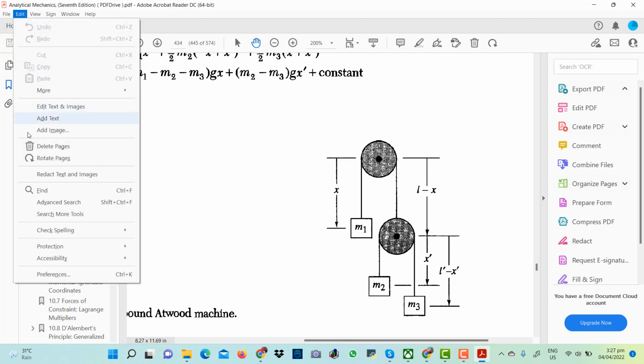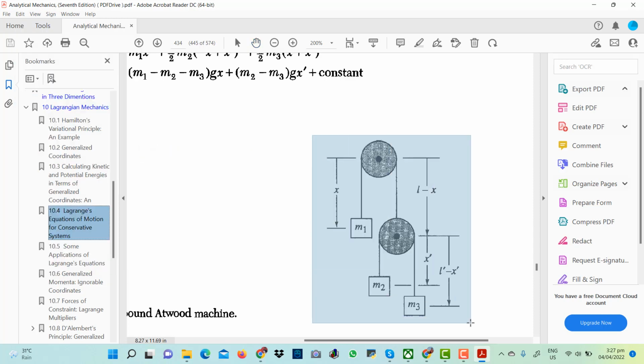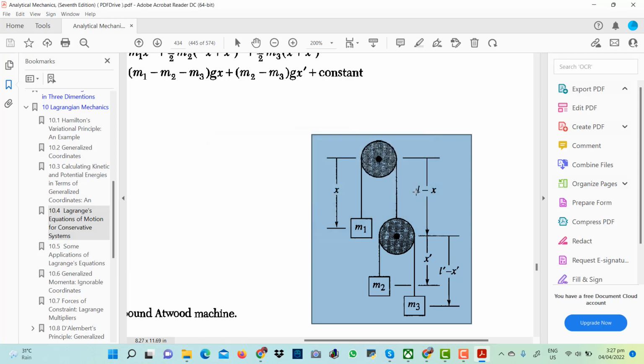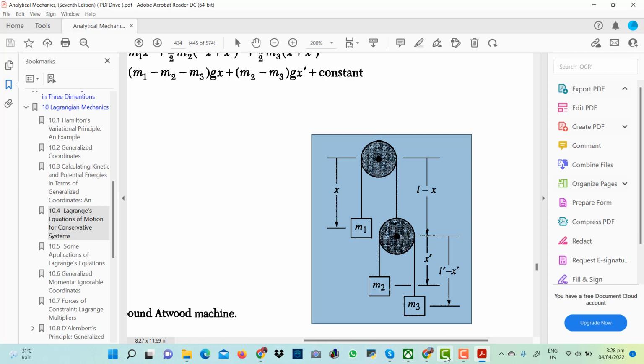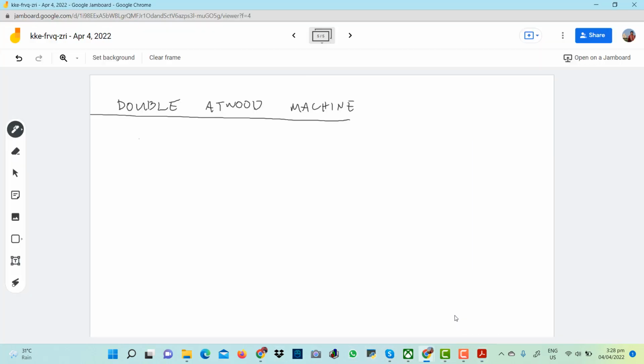So this is the double Atwood machine. I have three masses, but in this case, I will neglect the pulley. In your exam, there may be a pulley, so please study this one. What if I apply the pulley? What will be the equation of motion?